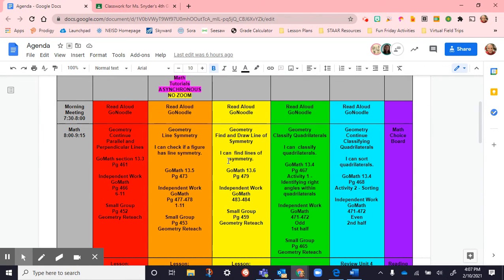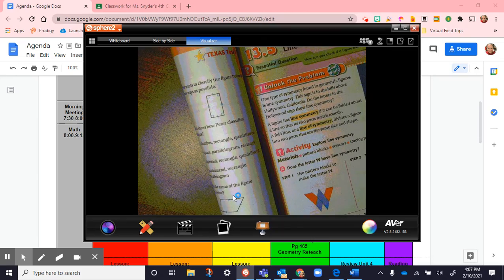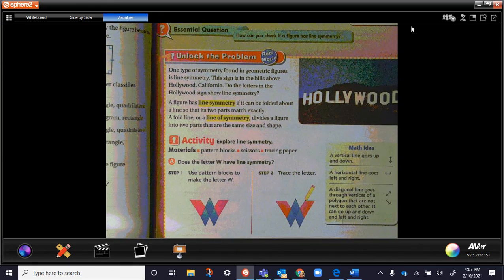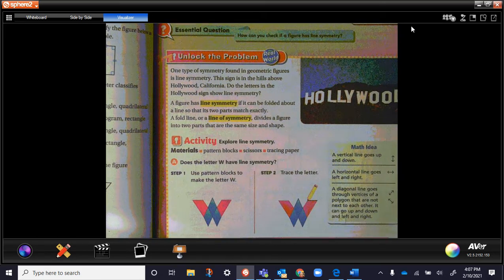So we started by going to page 473, and this is all about line symmetry. Let me pull up the book. We took a couple of notes here on line symmetry, so let me get my notebook open as well. It's right here, but we put this in our notebook.